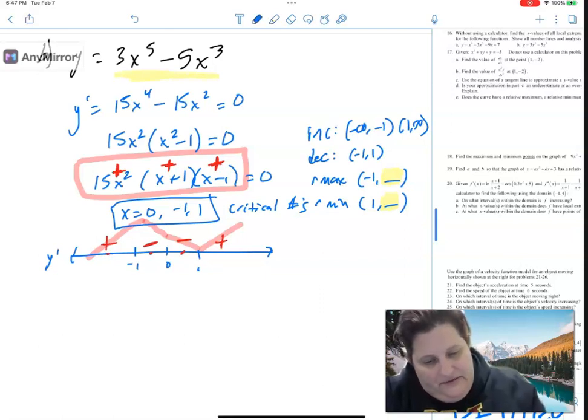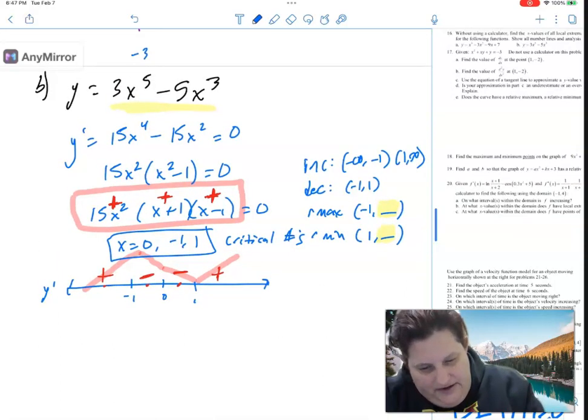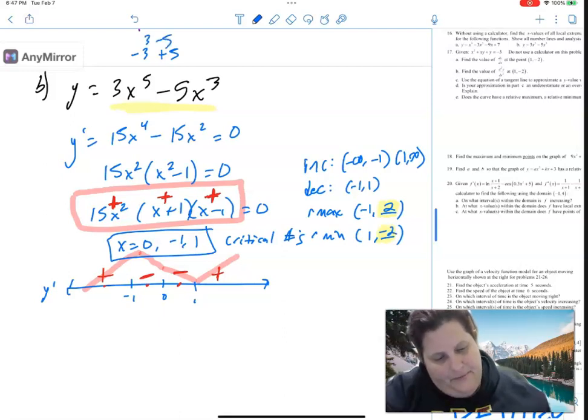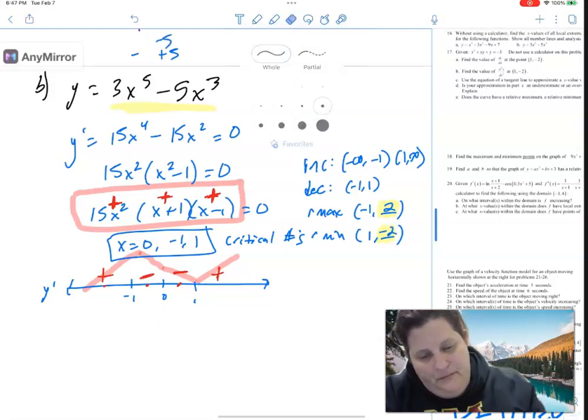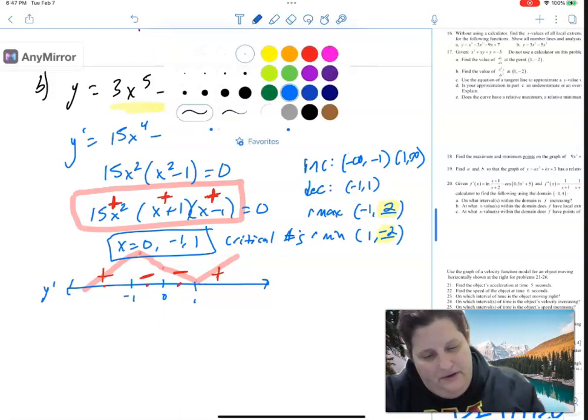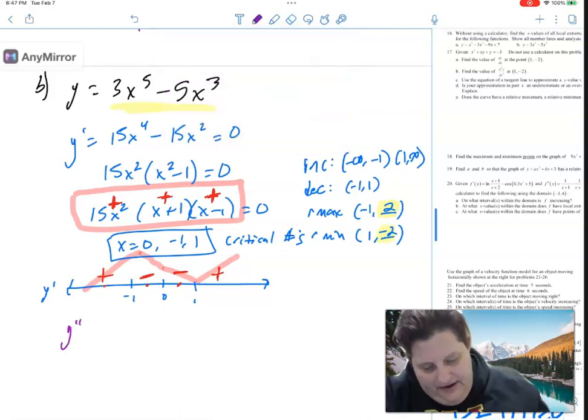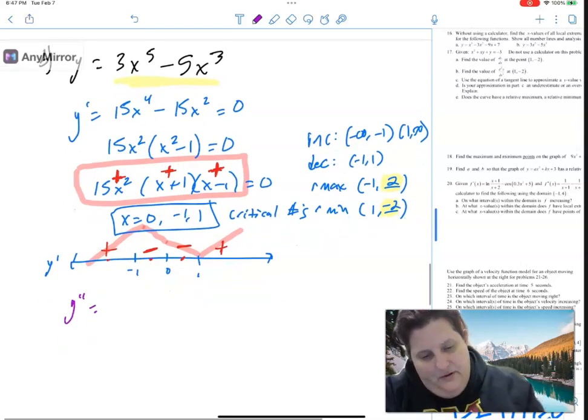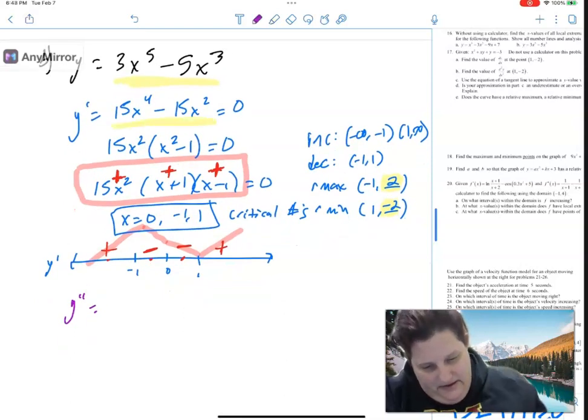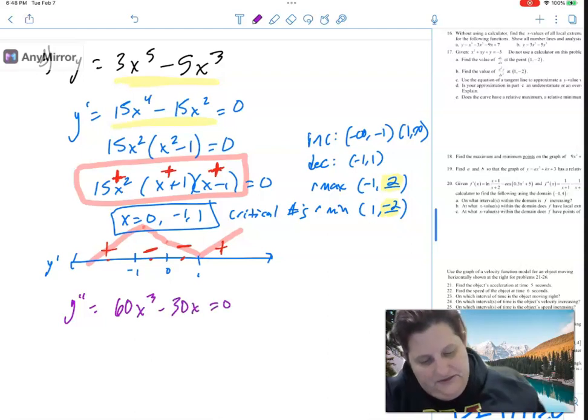Okay, negative 1 to the 5th is negative 1, so that's negative 3, and negative 1 to the 3rd is negative. So negative 3 plus 5, so that's 2. If I plug in 1, it's 3 minus 5. Okay? All right, nice. Now I'm going to go to my second derivative. From here it is 60x to the 3rd minus 30x.